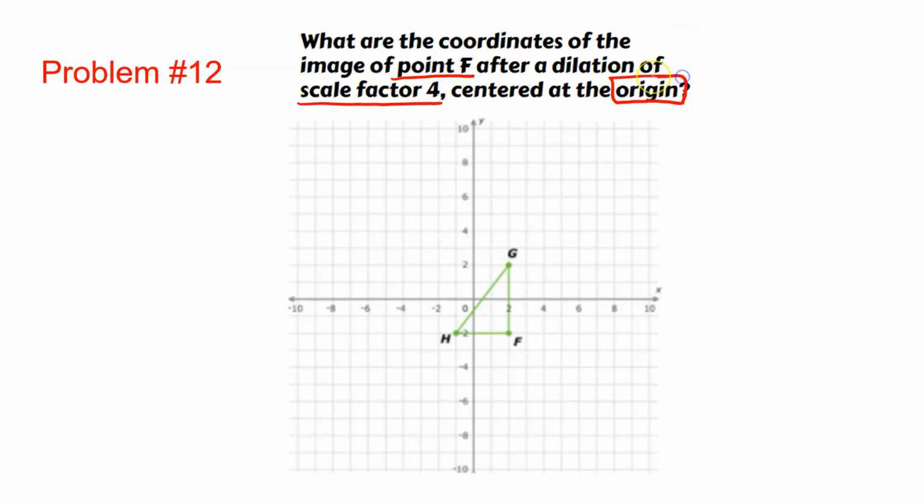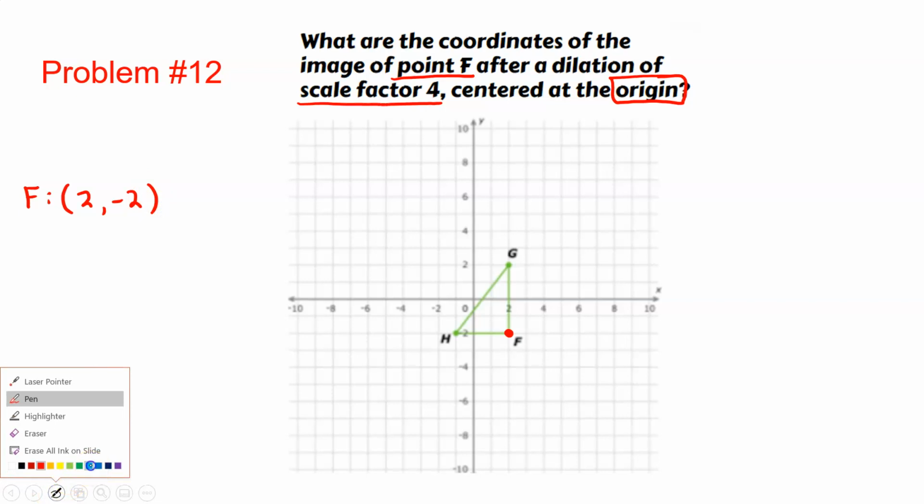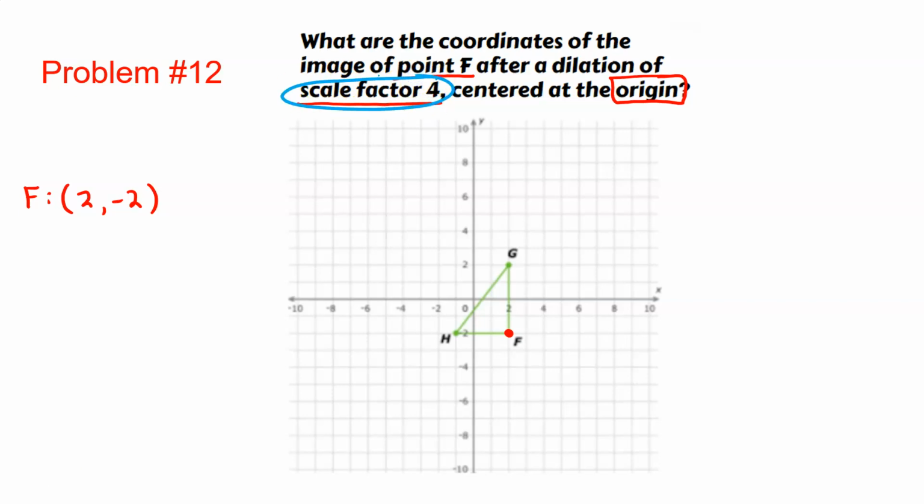So you could go through and give all the coordinates and dilate all the coordinates. But again, all we're worried about is coordinate F. So take a look at coordinate F. F is sitting at right now at 2 to the right and -2 down. So it's sitting at 2, -2. What we want to figure out is just the new coordinates for F. So you could go through and dilate F, G, and H, right? Just apply your scale factor, right? What do we mean by apply your scale factor? You would multiply by 4, but I'm only worried about F.